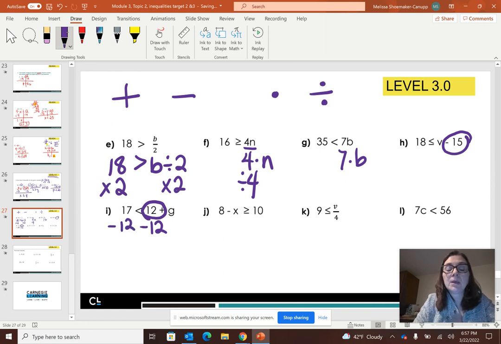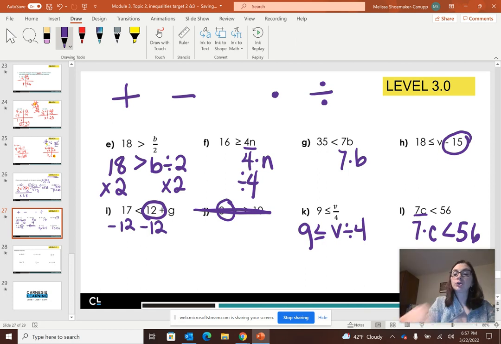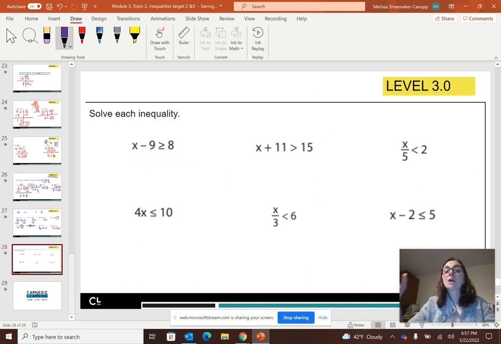Now this one is a little tricky because there's a minus right there. So I don't even want you to worry about that one. Remember, this means v divided by 4. And remember, the 7 smashed with the c means multiply. So you're going to finish those. Let me check. You're going to work on these. Okay, good luck.